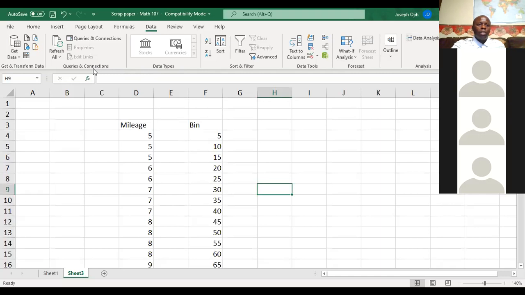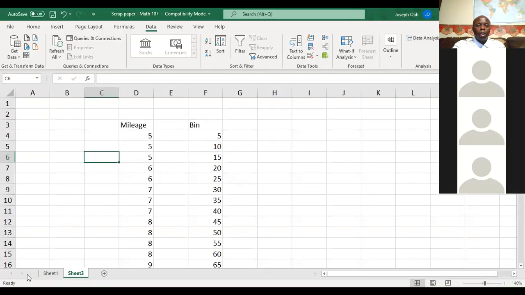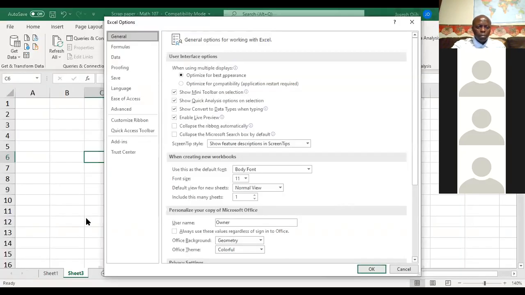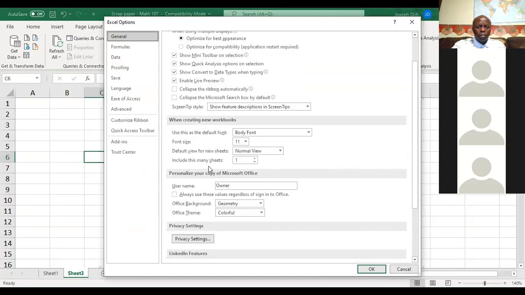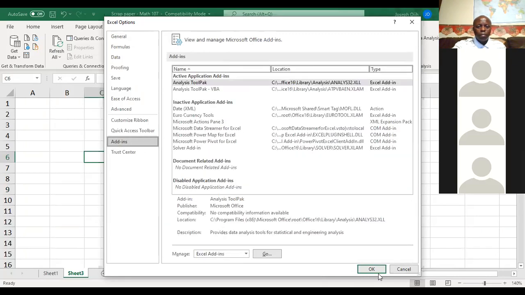Okay, if you don't have that, once you go into your Excel, you go to File, then go all the way down. You see what you have, Options. Then you can look at where you have Add-ins. Click on that, then click OK.